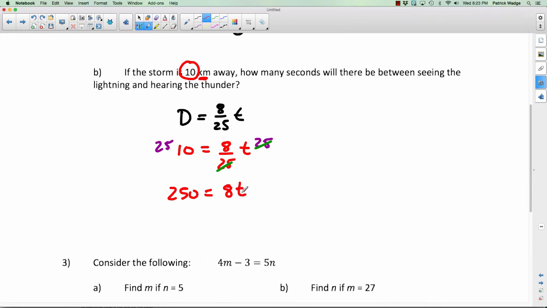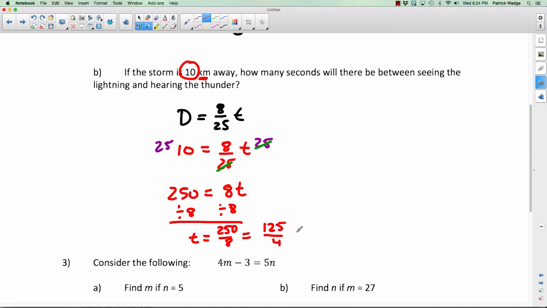You want the t by itself, and you have 8 times t. So you better divide by 8. Divide by 8. Divide by 8. You get t. Doesn't matter the order you write it in, but I'll do it this way. T, because the 8's cancel out, is equal to 250 over 8. But we could put that in lowest terms. Divide them both by 2, and you get 125 over 4. There's nothing else you could do there in terms of fractions, so that's a very good answer.